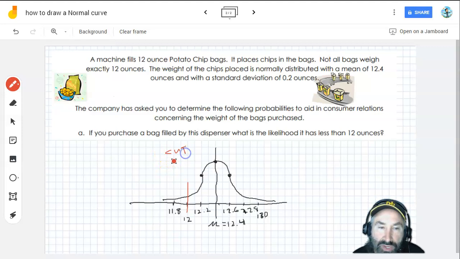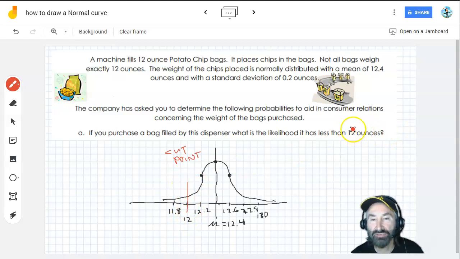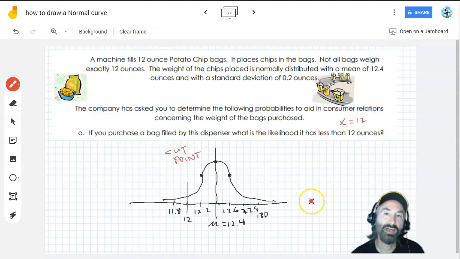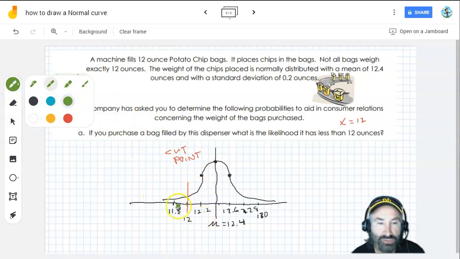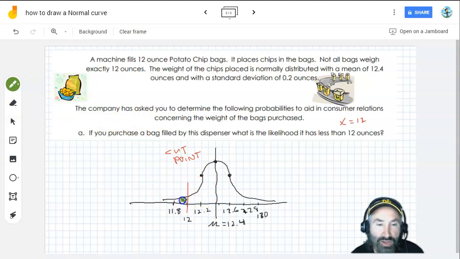That's a cut point, I guess because that's where we're slicing through the diagram. The other thing about it is that it happens to be the x value. In this case, x equals 12. Okay, that's our x value for that particular line. And what we want to know is the probability that we end up getting less than that. So we're going to shade, and I'm going to use green just because it's convenient here, the part I'm interested in.